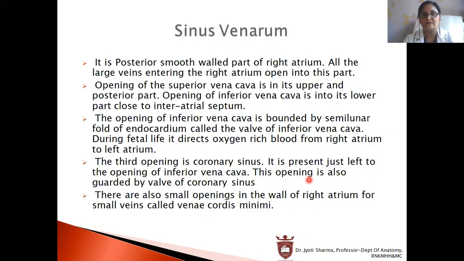The opening of inferior vena cava is bounded by a semilunar fold of endocardium called the valve of inferior vena cava. During fetal life, it directs oxygen-rich blood supply from right atrium to left atrium. And the third opening is coronary sinus. It is present just left to the opening of inferior vena cava. This opening is also guarded by valve of coronary sinus. There are also small openings in the wall of right atrium or small veins called vena cordis minimi.